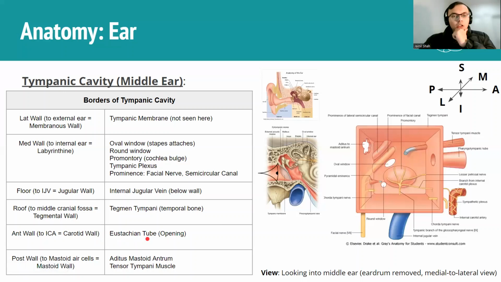And also on the medial aspect is the internal carotid artery. Again, we'll cover how the arteries and veins relate anatomically to this space, but for now, just take my word for it that it's on the anterior wall.